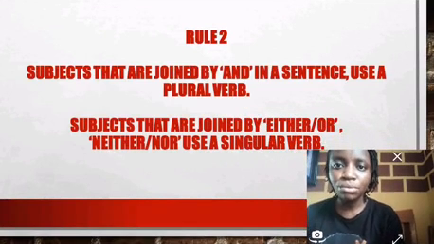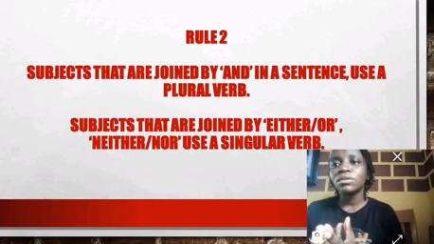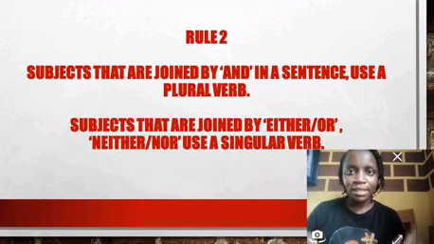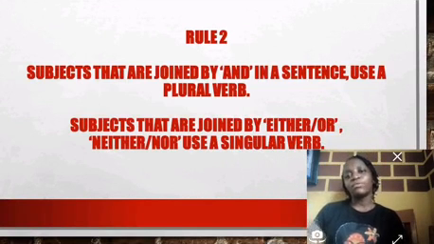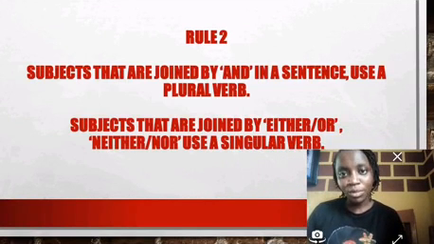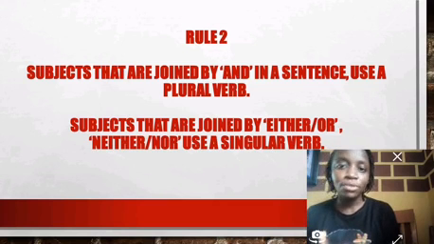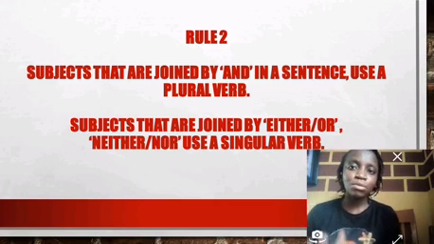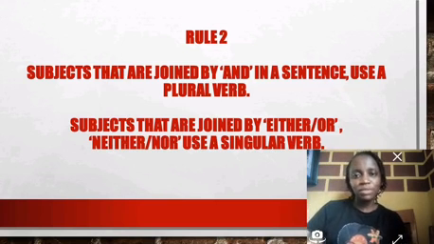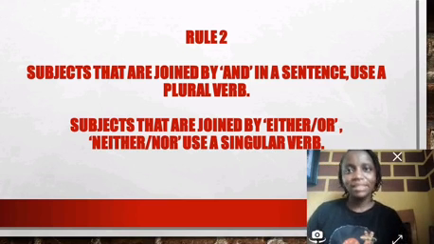Rule 2. We're looking at subjects that are joined by and in a sentence. Use a plural verb. Of course, and represents an addition, meaning more than one. And we already know that a plural subject takes a plural verb. So this is like a subsidiary of rule 1. Subjects that are joined by and in a sentence use a plural verb.